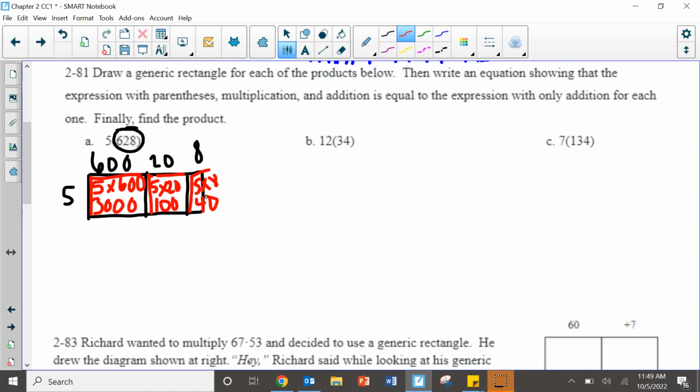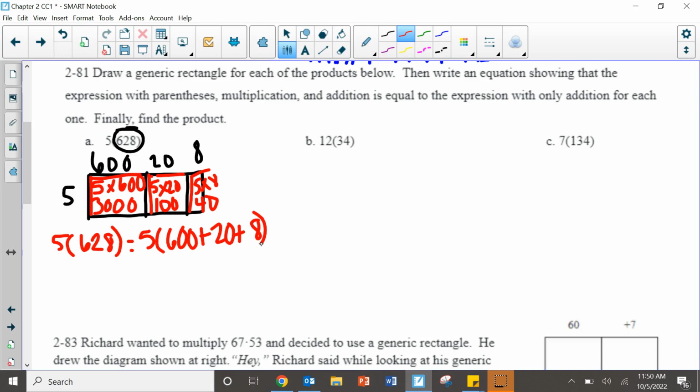So our last step would be to add up our partial products, but it wants us to show with parentheses, multiplication, and addition. So we did 5 times 628, and that is equal to, it's the same thing, what we did here, 5 times (600 plus 20 plus 8). Those are equal, because if I combine those numbers, I get 628. So we just broke them down, again, nice, easier numbers to work with.